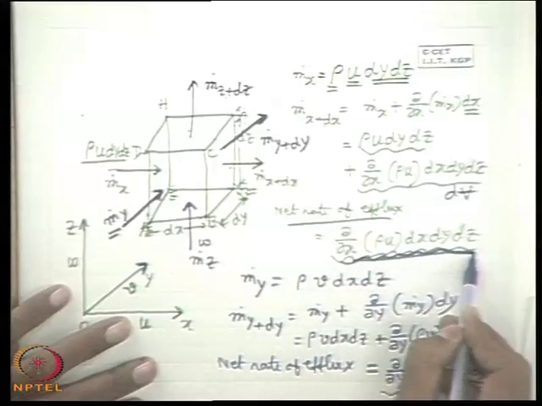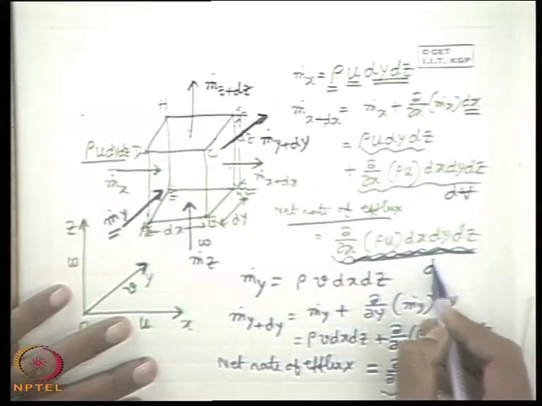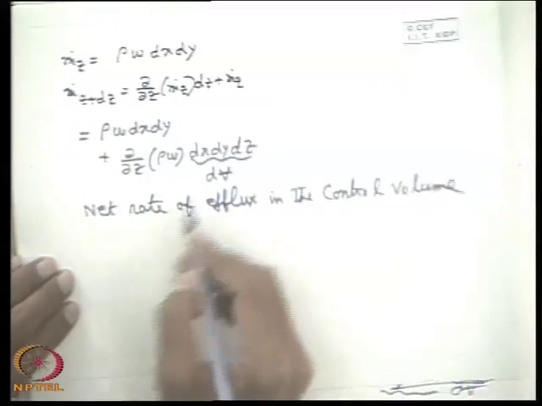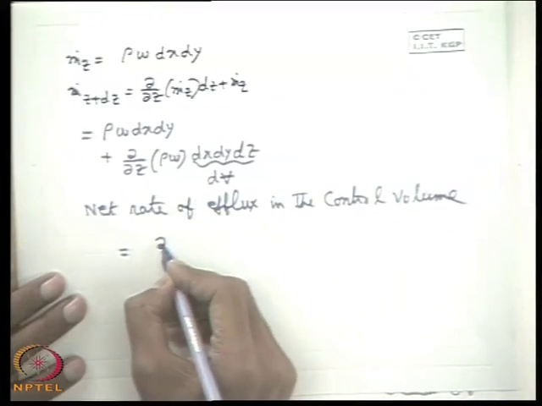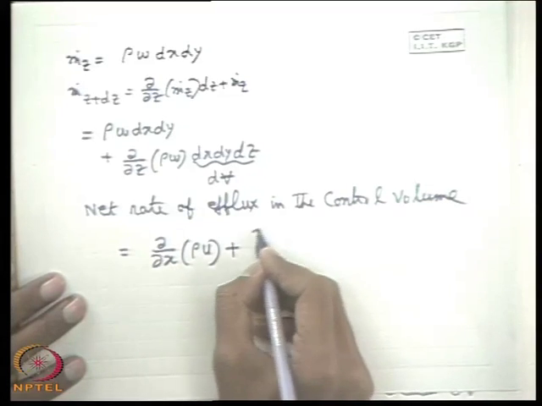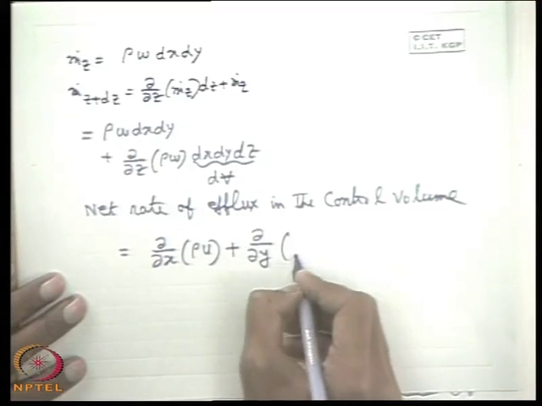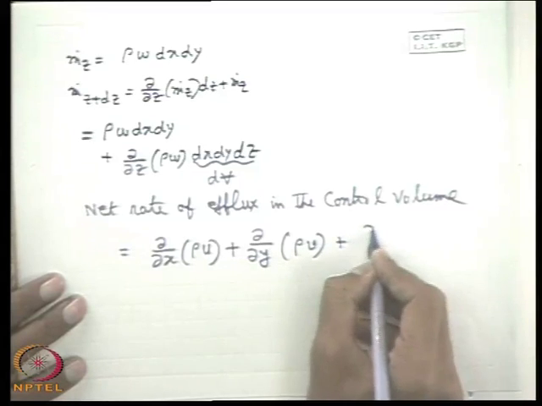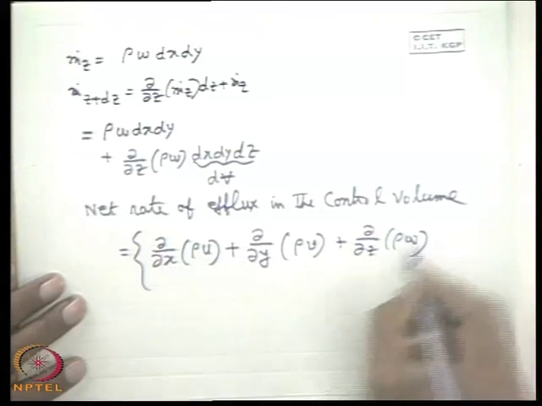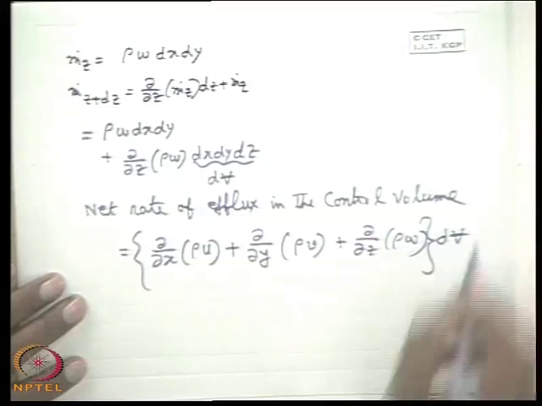That means I am writing dV as common, and the sum of these is equal to del del x of rho u plus del del y of rho v plus del del z of rho w, times dV, which is a common factor.